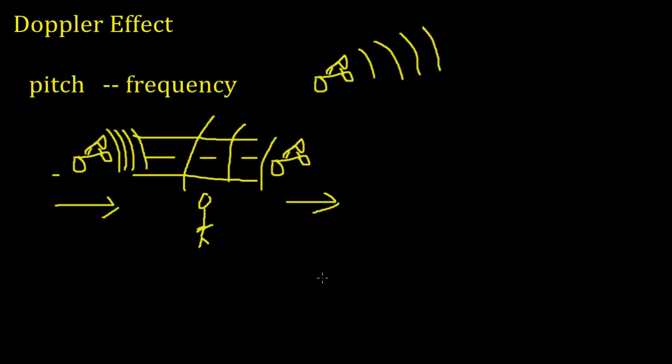So generally this is true about waves. If you're moving towards something, the perceived frequency of a wave will be higher. If something's moving away from you, the perceived frequency of the wave will be lower. That's the Doppler effect. So you need to know that. You need to be able to talk about that and answer a question about that.